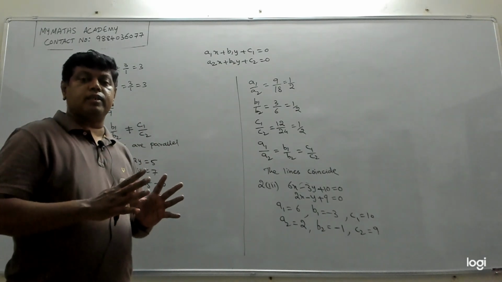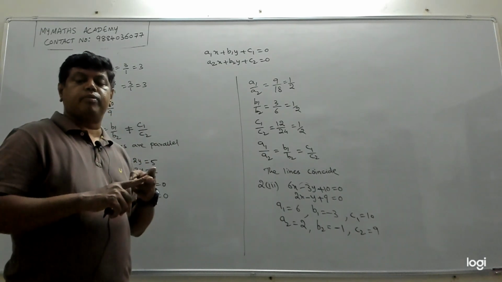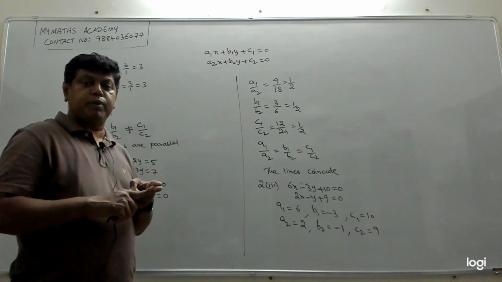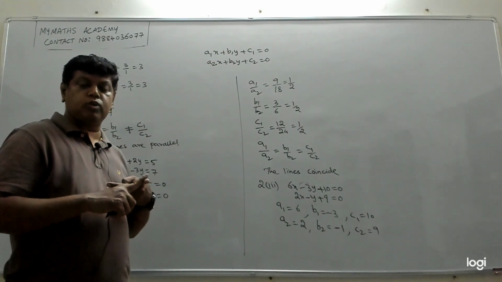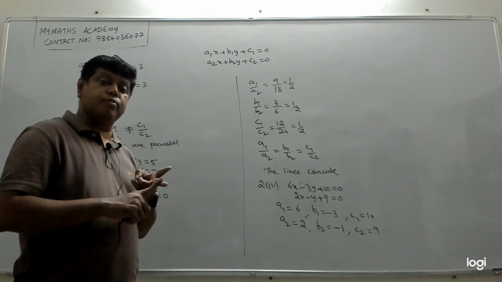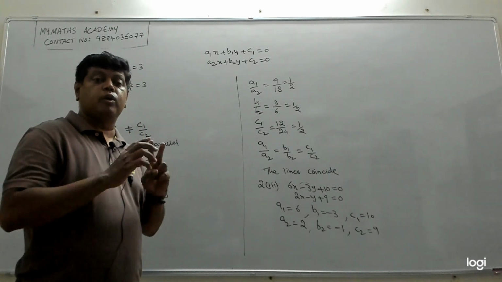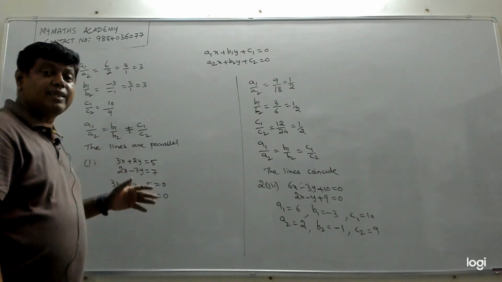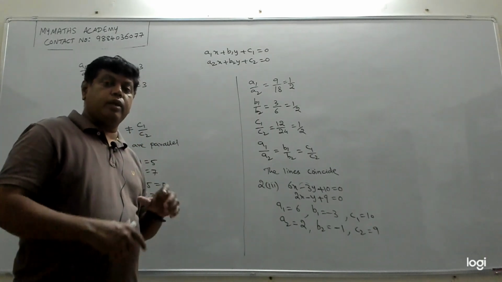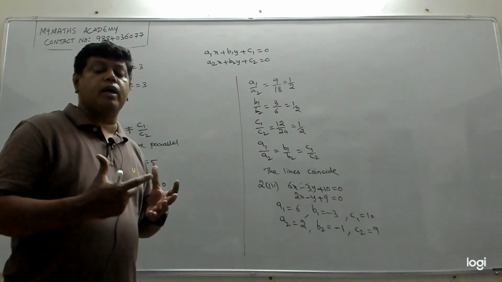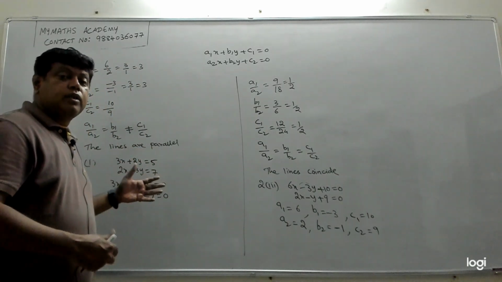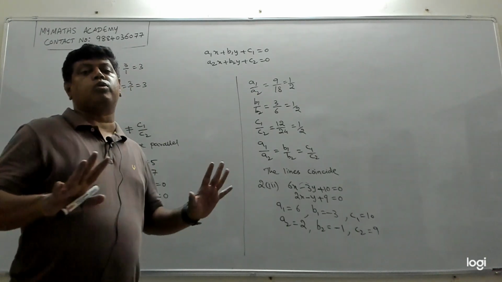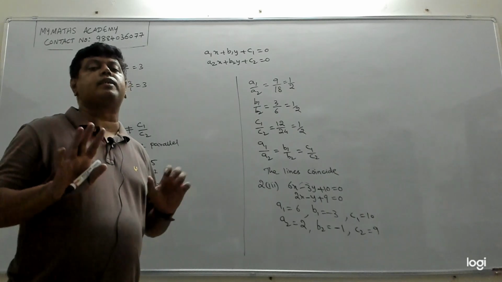So in these two cases, where the lines are intersecting or the lines are coincident, lines intersecting means unique solution, lines coincident means infinitely many solutions. These two cases we call the given set of equations consistent. When will it become inconsistent? When the given set of equations does not have any solution. Only the no solution case we will call inconsistent.